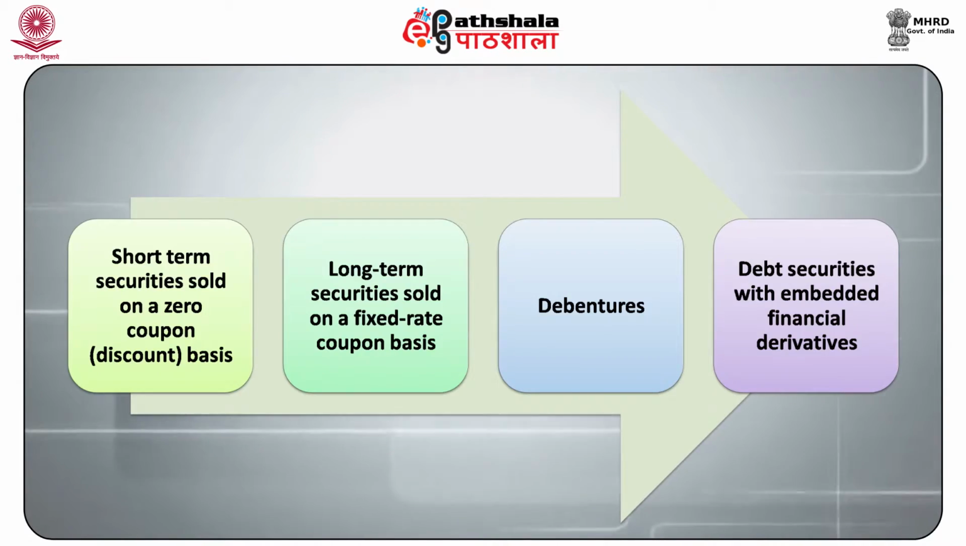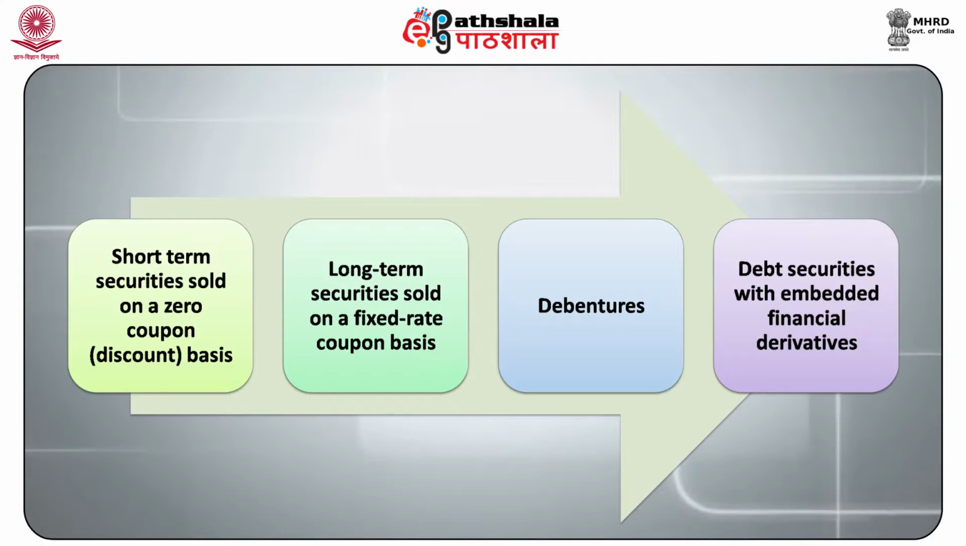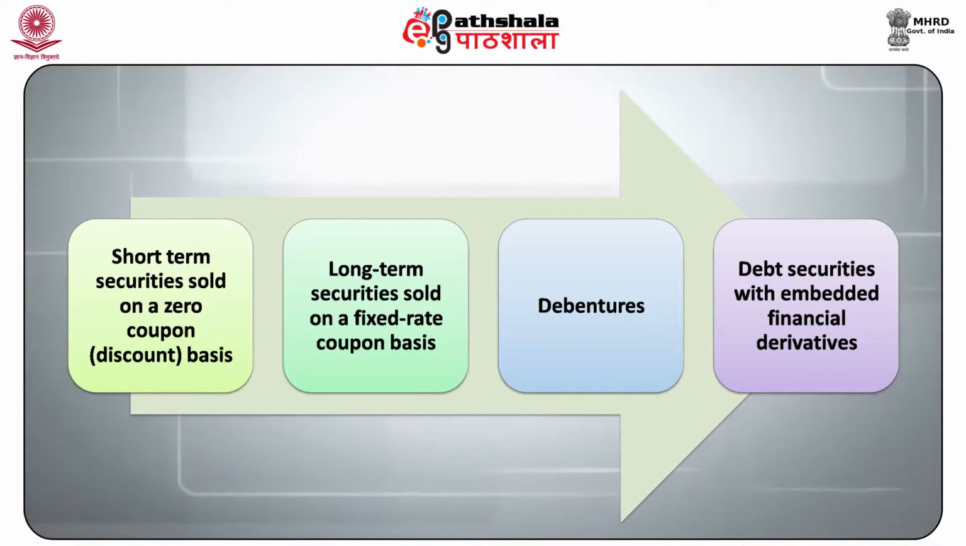Debt securities. Securities can be debt or equity securities. Debt securities are negotiable instruments and include bonds, notes, certificates of deposit, commercial paper, debentures, and similar instruments usually traded in financial markets. Some common types of debt securities issued and traded in international markets are short-term securities sold on a zero coupon discount basis, long-term securities sold on a fixed rate coupon basis, debentures, and debt securities with embedded financial derivatives.